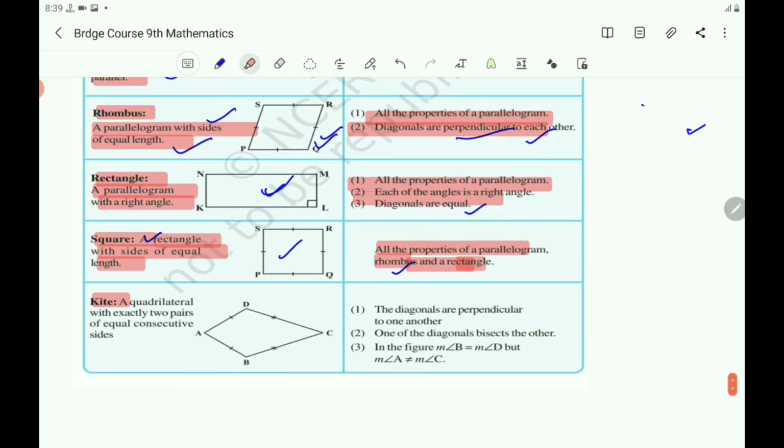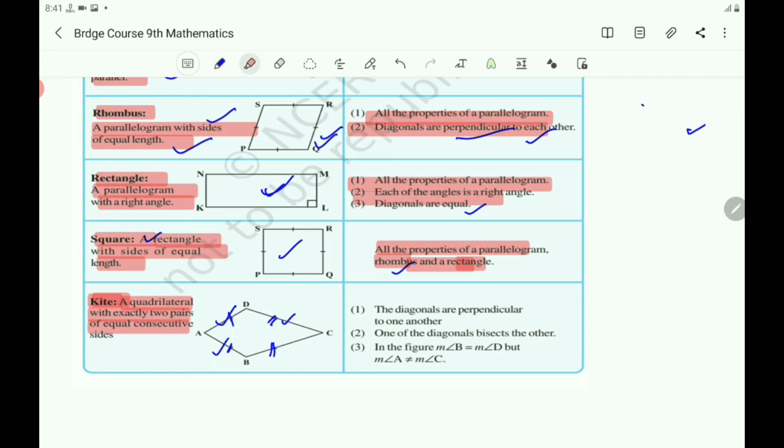Next, let us discuss one more quadrilateral, that is the kite. What is a kite? A kite is a quadrilateral with exactly two pairs of equal consecutive sides. Here you observe these two sides are equal, and these two sides are equal. This AD equals AB, one pair of consecutive sides that are equal. Here also CD equals BC. This is the other pair of consecutive sides, and they are equal. So a kite is a quadrilateral with exactly two pairs of equal consecutive sides.